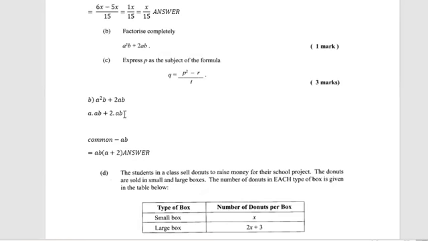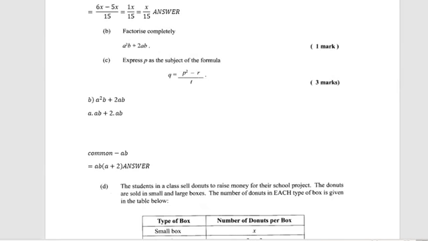So for example, if instead of A squared B plus 2AB, they had given us A squared B plus 2ABC, our common factor would have still been AB, because A and B are the only terms that are in both parts of the expression. C is not in the first term. C is only in the second term. If the first term was A squared BD, our common factor would have still been AB, because D is only in the first term, but it is not a part of the second term.